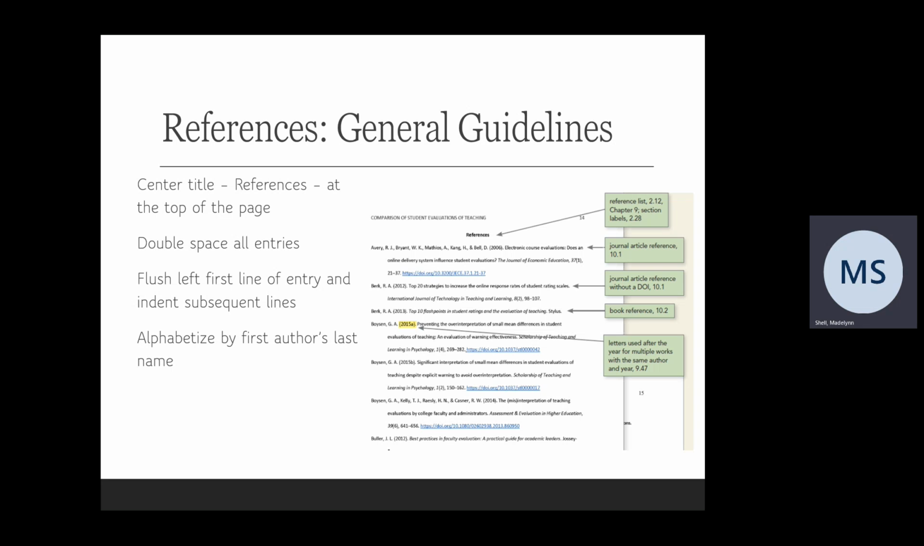In terms of what the references page should look like, you've got the title, which is references, at the top of the page. All entries should be double spaced. Notice the formatting here is a little bit different than any other part of the paper, where the first line of the entry or the first line of the source is flush left, and then you indent every subsequent line. And then when you have a new reference, it goes all the way to the left and next lines are indented. And then you alphabetize by the first author's last name.